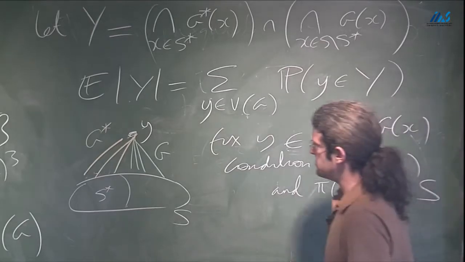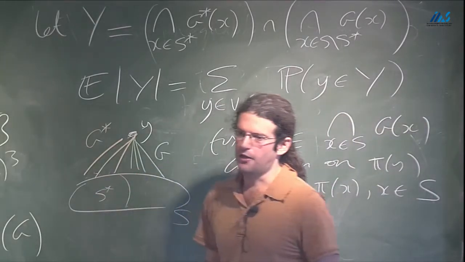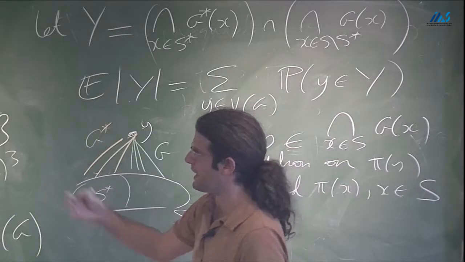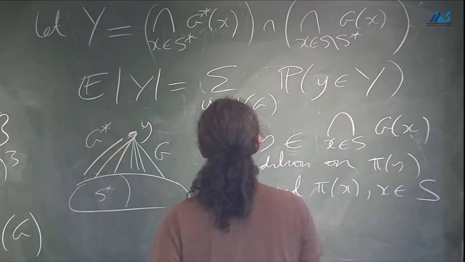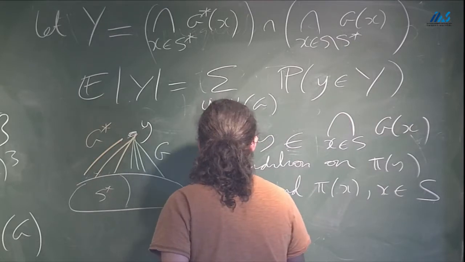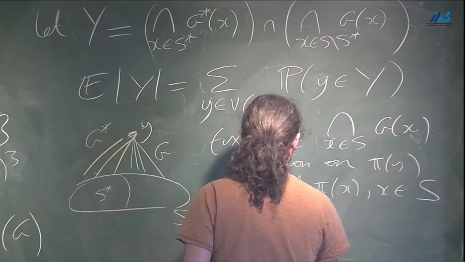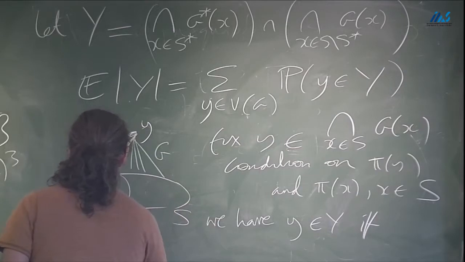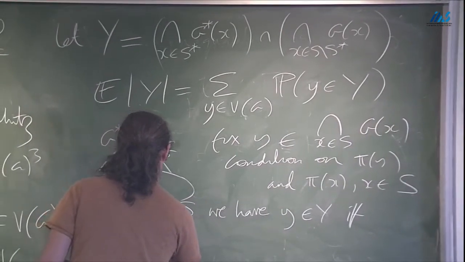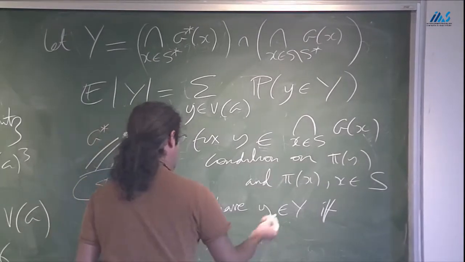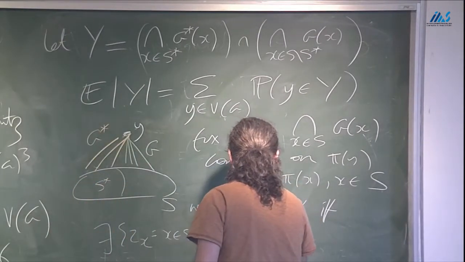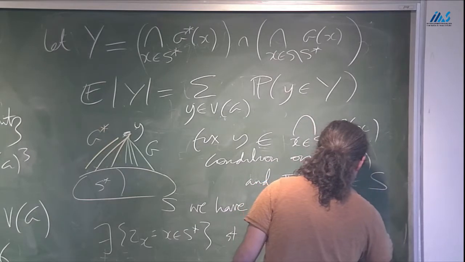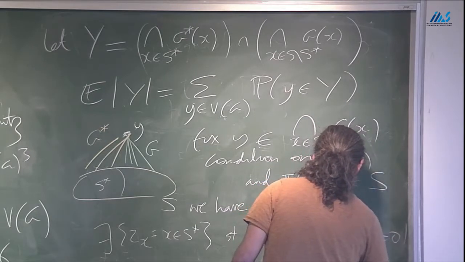Now what I'm interested in is that for the vertices in S star, there should be template triangles sitting on those edges, just as in the calculation for the density. So we have y in Y if and only if there exists a set of z_x, x in S star, such that all of these equations hold.